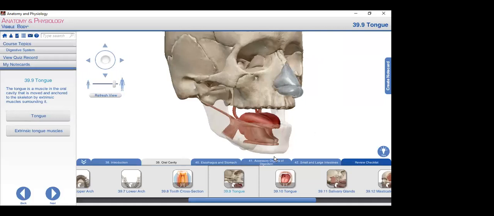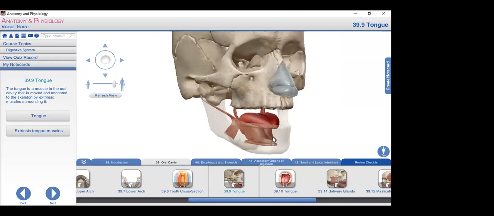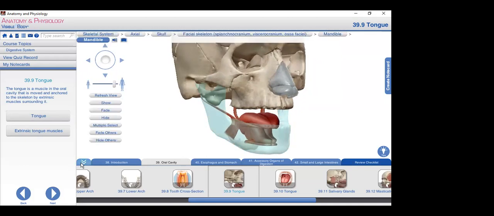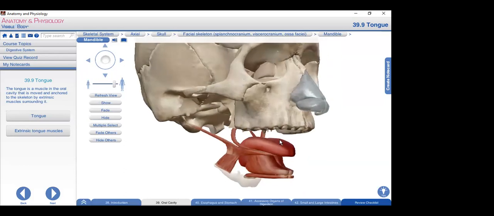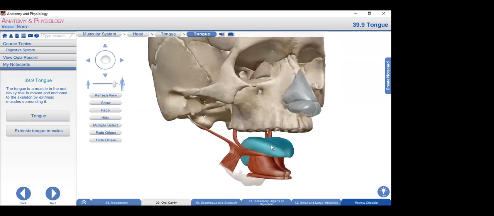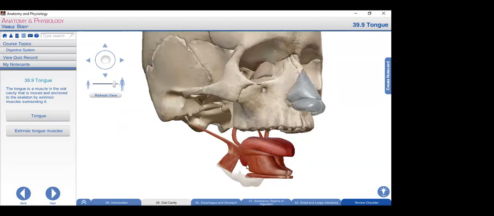Now, we will take the tongue and its muscles and describe it again in the 3D image. Now, this is the tongue. First, we hide the mandible for a better view. This is the tongue with its intrinsic muscles, and this is the rest, the extrinsic muscles, and the floor of the mouth.